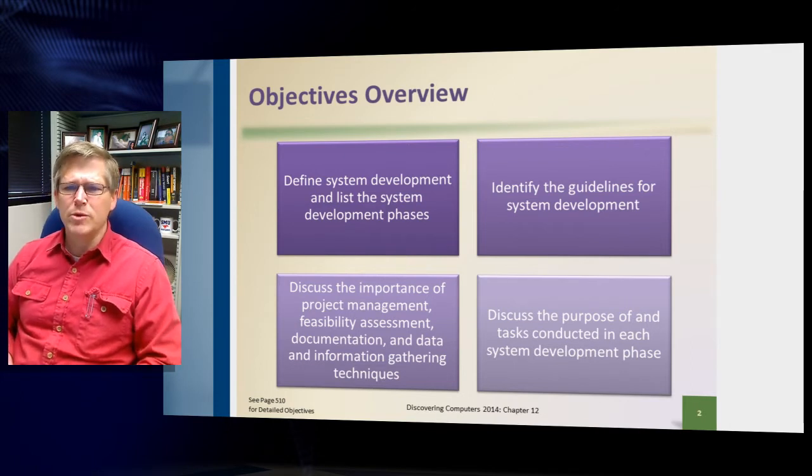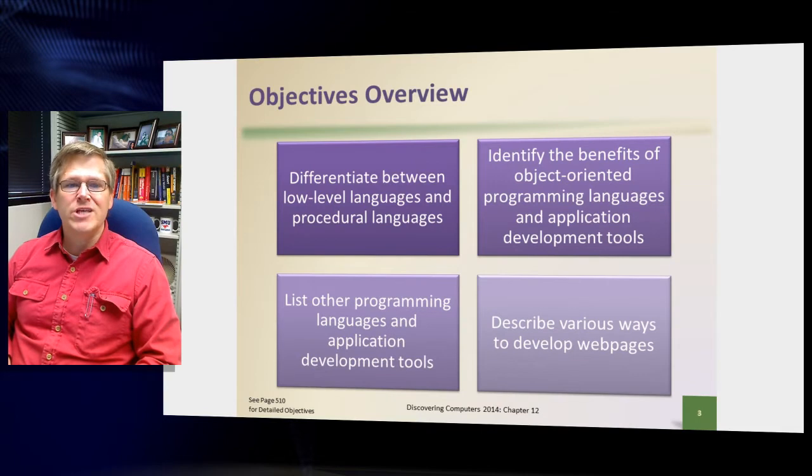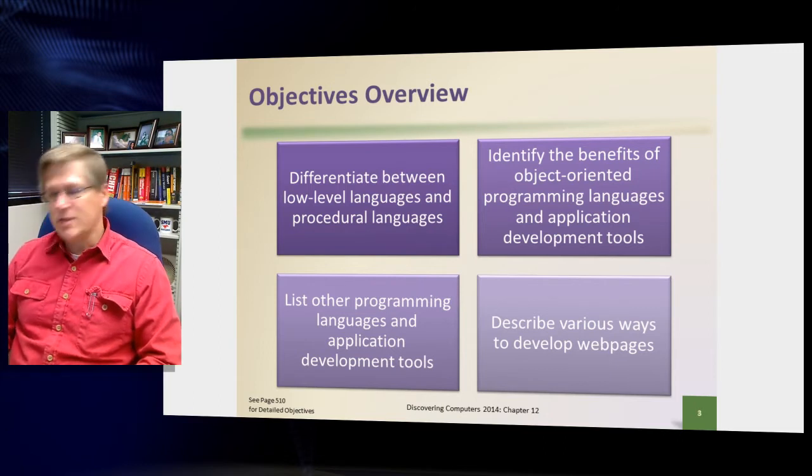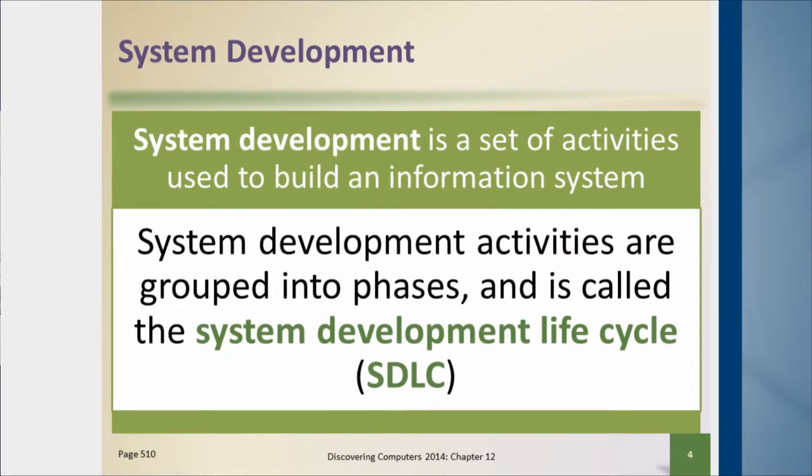We'll talk about the purpose of and tasks conducted in each systems development phase. We're going to differentiate between low-level languages and procedural and object-oriented languages. We'll talk about some of the other programming languages and application development tools that are out there. And then the chapter finishes up talking about different ways to develop web pages, specifically focusing on things like scripting languages and stuff like that. So let's go ahead and dive on into the chapter.